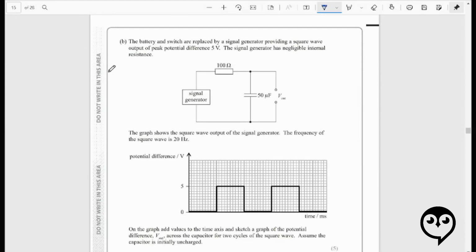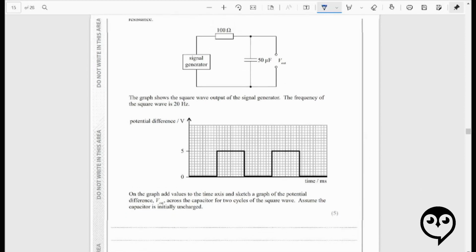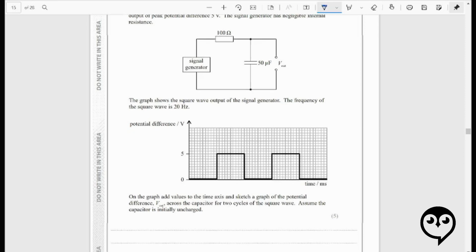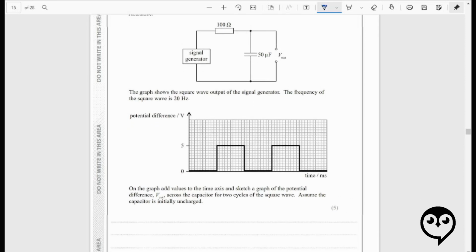Battery and switch are replaced by a signal generator. Okay, peak potential difference 5 volts. Signal generator has negligible internal resistance, of course. Here we go. Graph of the square wave is this. On the graph, add values to the time axis and sketch a graph of potential difference across the capacitor for 2 cycles of the wave.